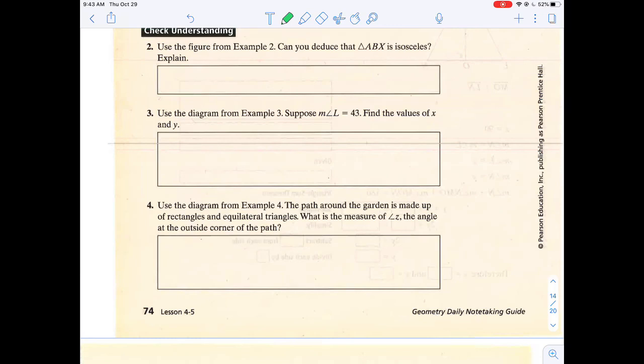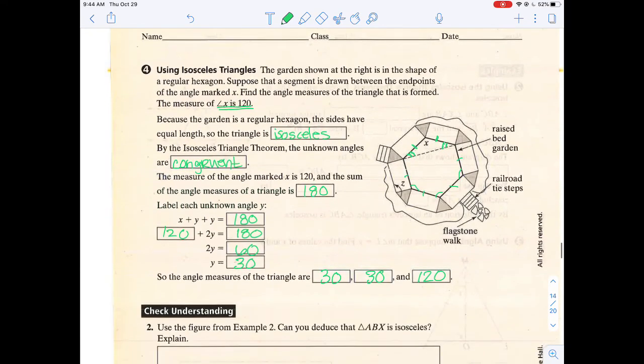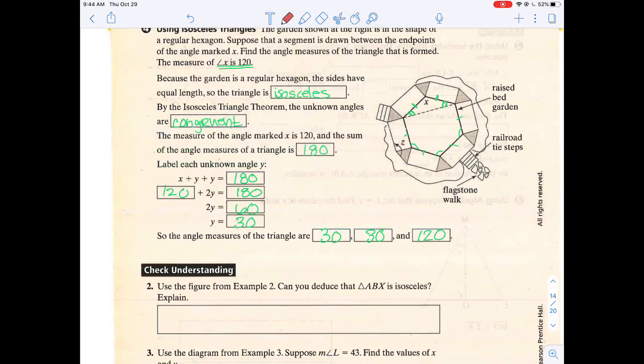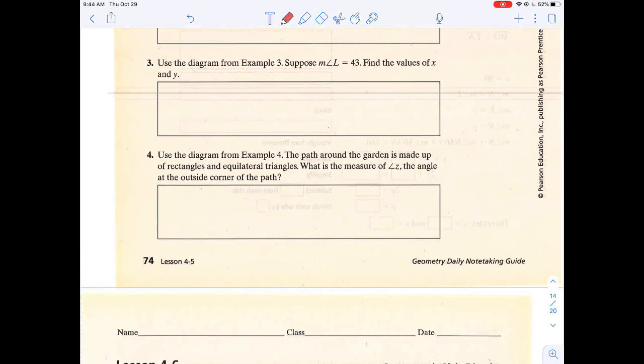And then number 4, use the diagram from example 4. The path around the garden is made up of rectangles and equilateral triangles. What is the measure of angle Z? And this is a little bit confusing, but when they're asking for the measure of angle Z, they're looking at this outside angle here. So it'd be made of the equilateral triangle and the rectangle. So think about what all the angles of a rectangle have to be, what all the angles of an equilateral triangle have to be, and then if you add those together, you should get angle Z.